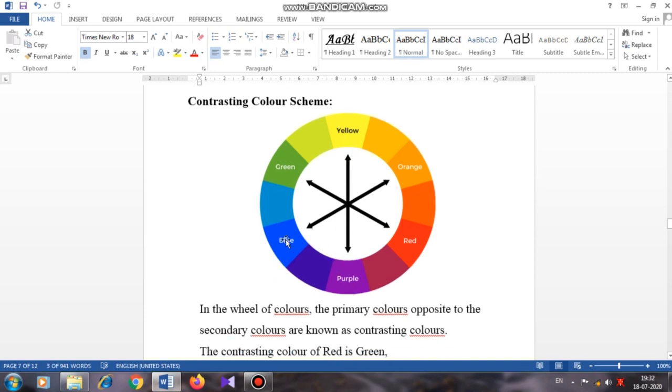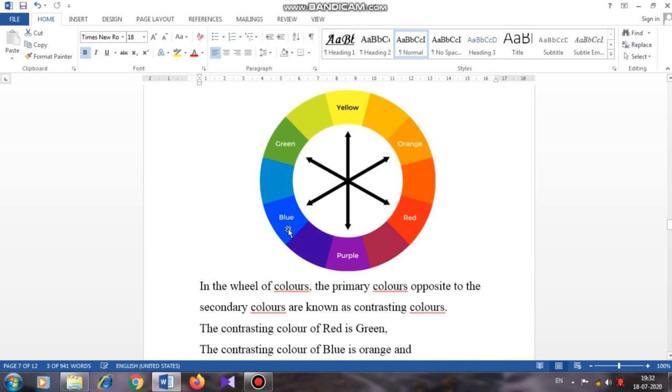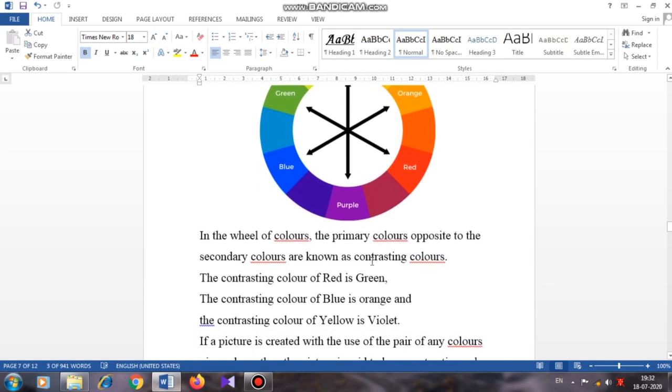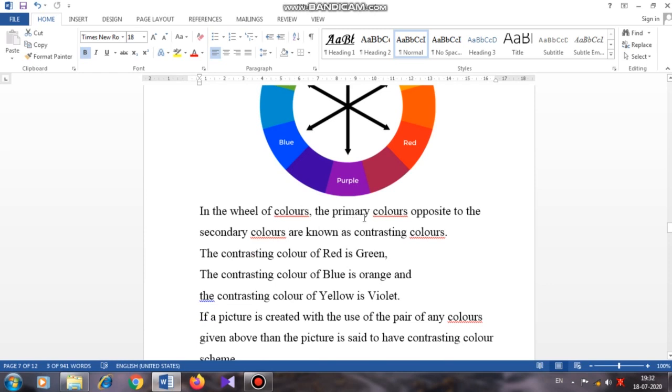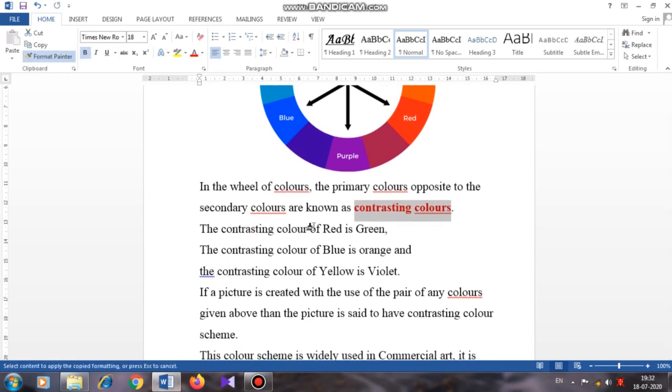Now you have to remember, in contrasting color scheme or whether in complementary color scheme, one color will be primary, another will be secondary. That is common. Contrasting color of blue is orange, contrasting color of red is green, and so on. Then in the wheel of color, the primary color opposite to the secondary color is known as contrasting colors. The contrasting color of red is green, yellow is violet, and which is the other pair which is left out? Blue. Yeah, blue is orange.